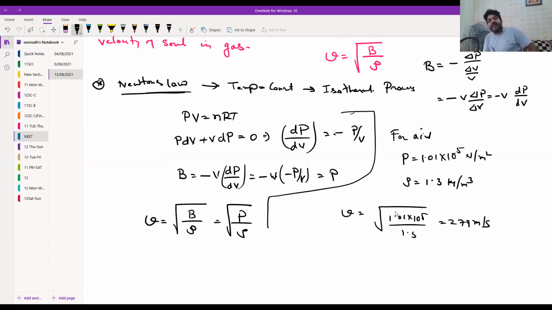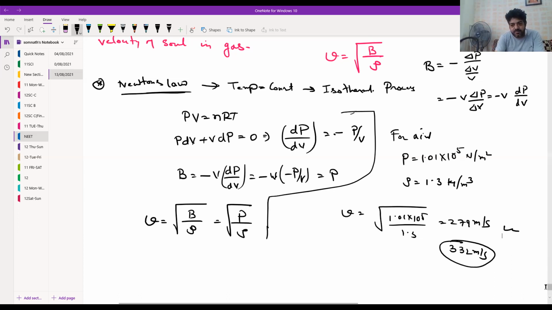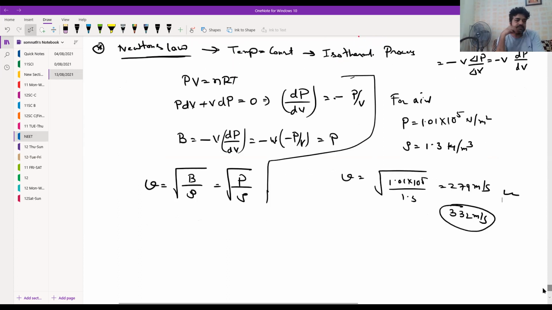लेकिन देखा क्या गया है इन रियलिटी में कि velocity of sound at 0 degree centigrade is 332 meter per second. तो ये होना चाहिए था और ये आया. That means there is something wrong. Yes or no? Yes, sir. तो इसको करेक्ट किया लैप्लास ने. लैप्लास करेक्शन.